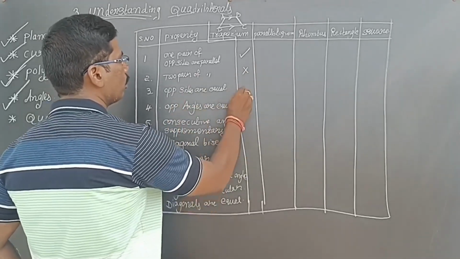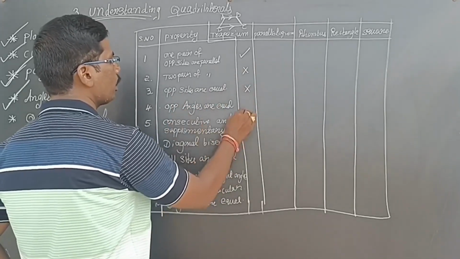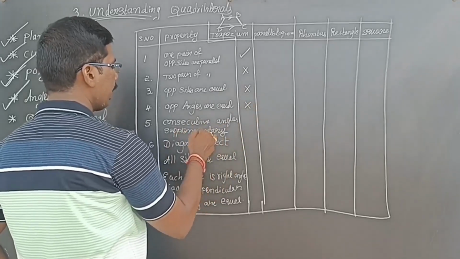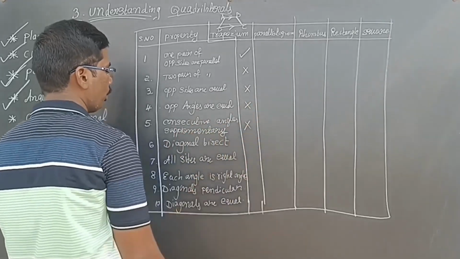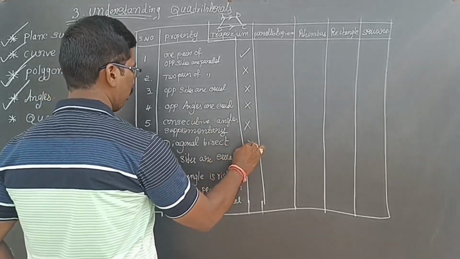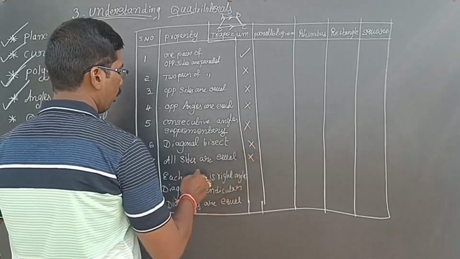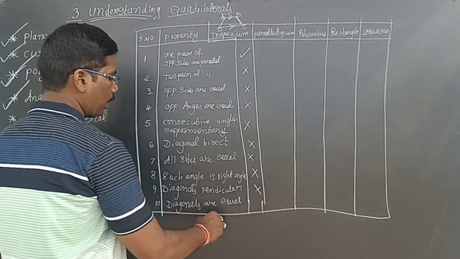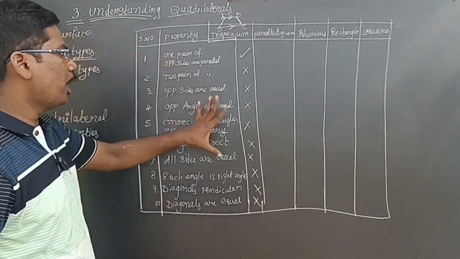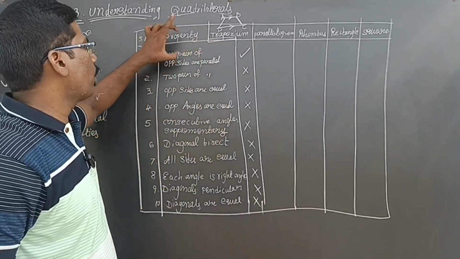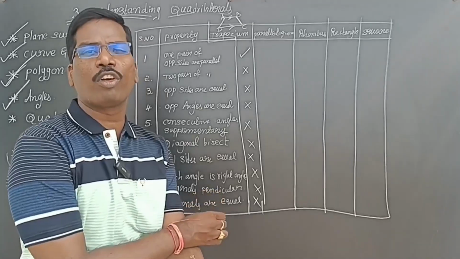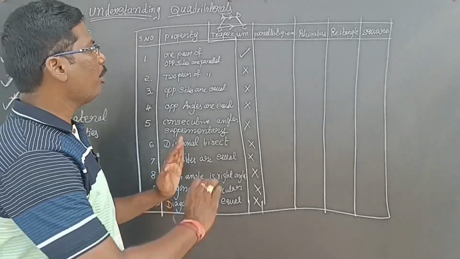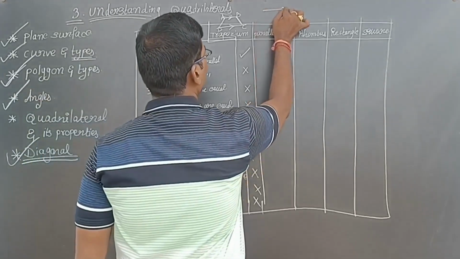Opposite sides are equal? No. Opposite angles are equal? No. Consecutive angles are supplementary? No. Diagonals bisect? No. All sides are equal? No. Each angle is a right angle? No. Diagonals perpendicular? No. Diagonals equal? No. So in a trapezium there is only one property, that one pair of opposite sides are parallel. Coming to the parallelogram, we'll draw the diagram.